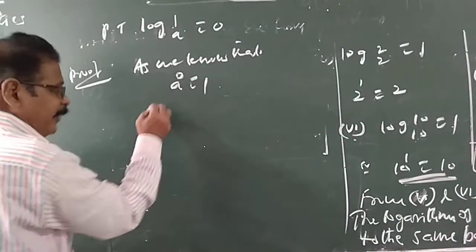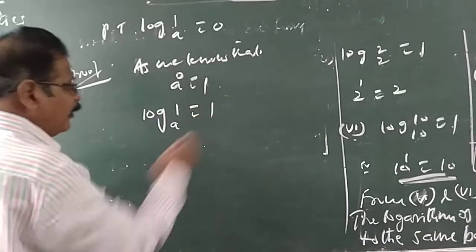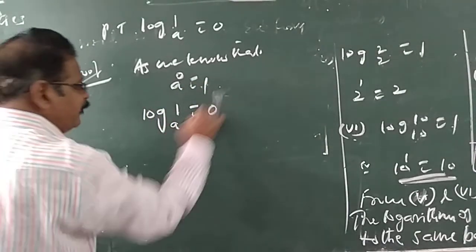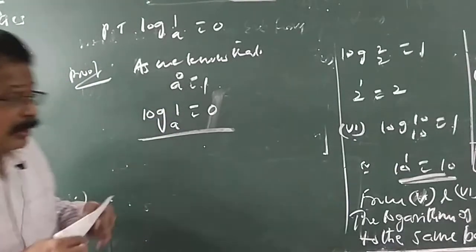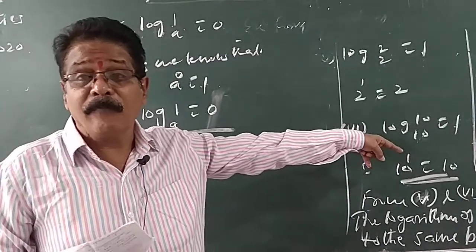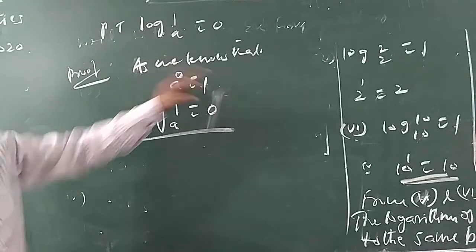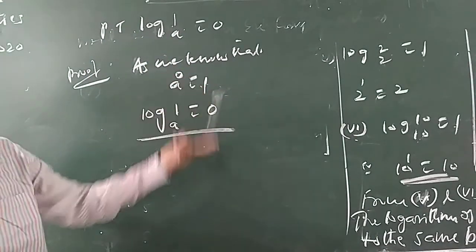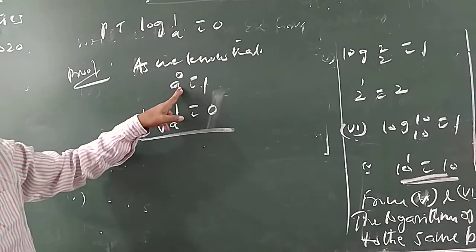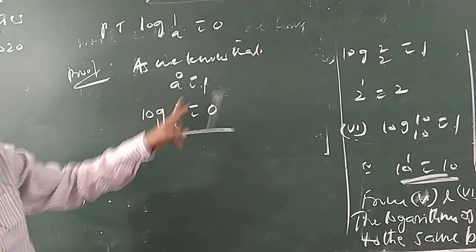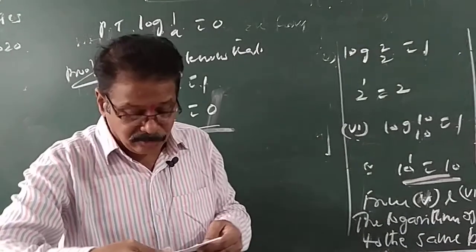So this is exponential form. Write in the logarithmic form. Log 1 base A equal to 0. That is why the logarithm of unity is always 0. If they ask you to prove that log 1 base A equal to 0, you take that A to the power of 0 is equal to 1, and write it in the logarithmic form. Log 1 base A equal to 0. Therefore, the logarithm of unity is always 0.